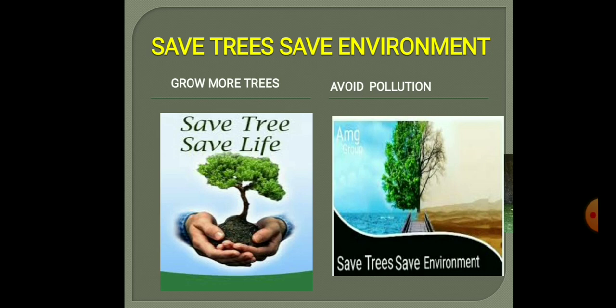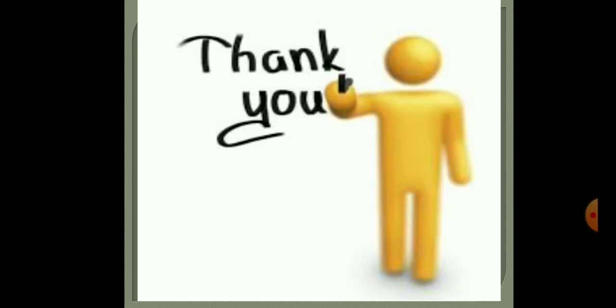So children, what do you think? Should we cut trees or grow more trees? Yes, of course, we should grow more trees to make our environment fresh and green. Grow more trees, avoid pollution. Save trees, save environment. Thank you.